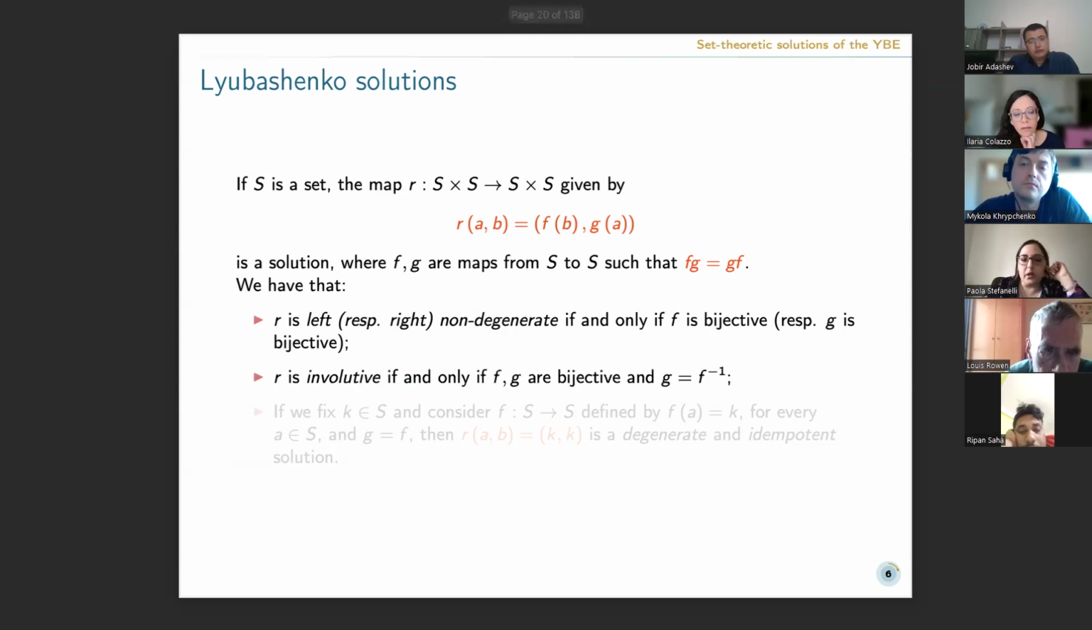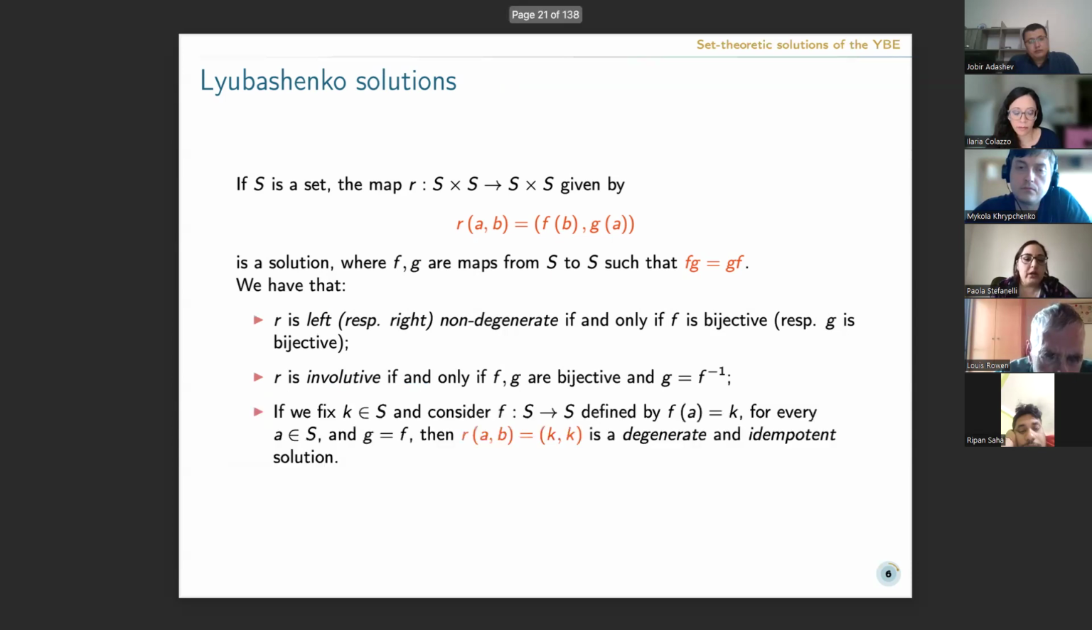When these maps F and G are bijective, in particular, these solutions are also known as permutation solutions. R is involutive if and only if F and G are bijective, and in particular, G coincides with the inverse of F. Other examples can be obtained by fixing an element K in S. And so if we consider G equal to F equal to the constant map of constant value K, we obtain an easy instance of a degenerate and idempotent solution.